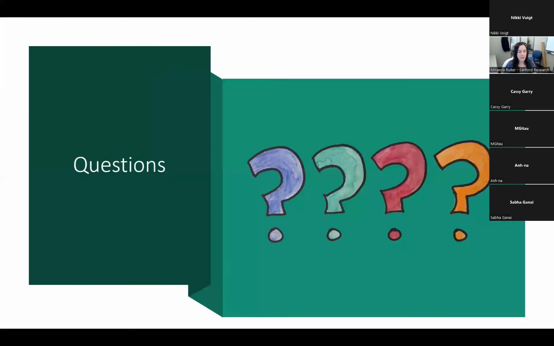Next slide, please. So that's kind of a quick overview that we had for really key things to consider as you're developing and organizing your grant application and project. We'll now open it to any questions if anybody has any.